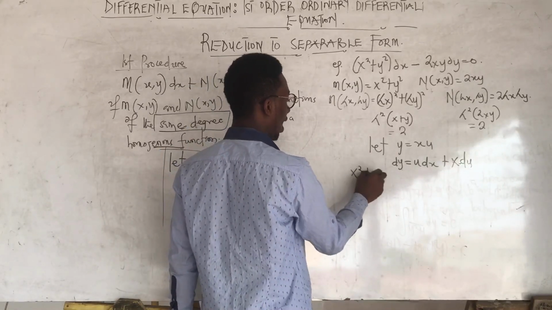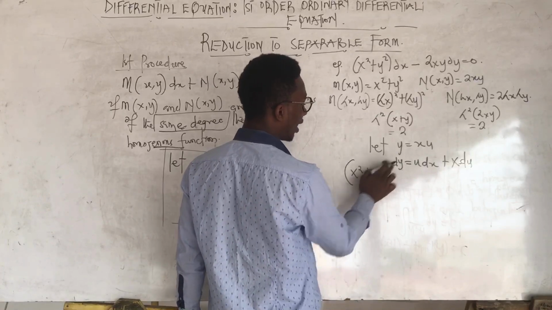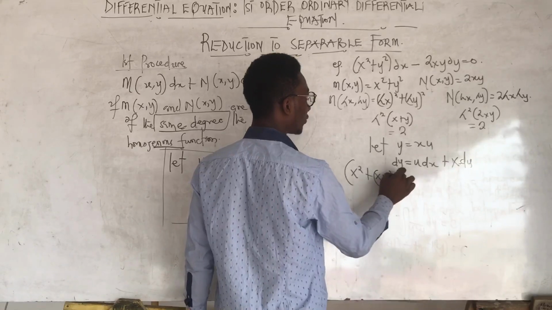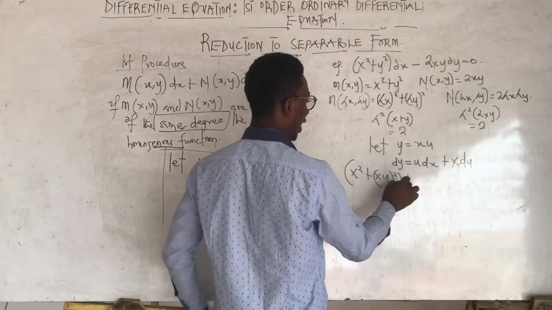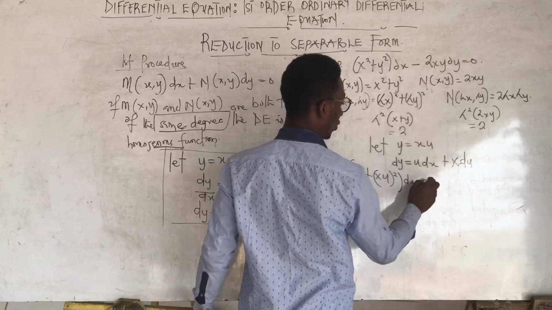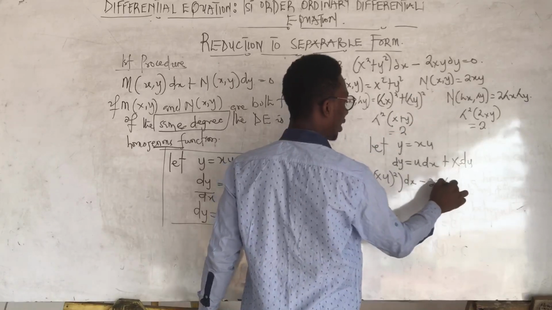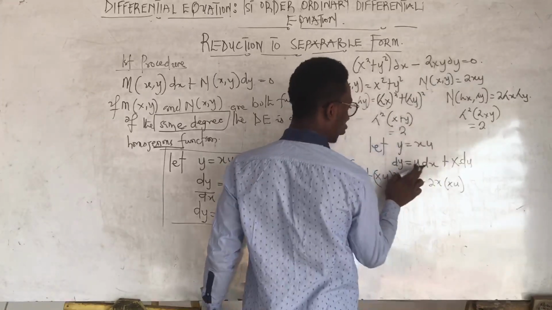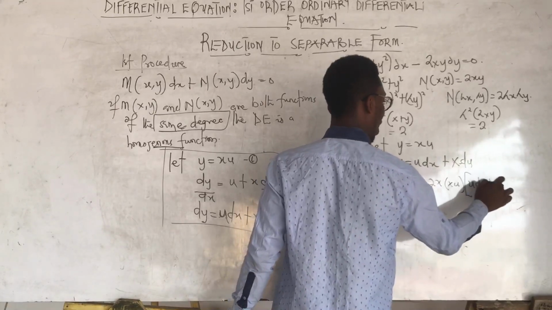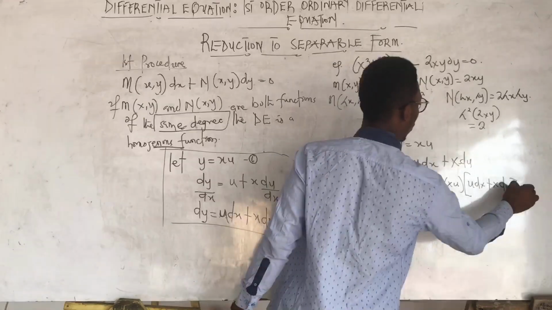Alright, so now our function is x squared plus y squared. So y here is xu. So you get your xu all squared, minus 2x, we have y over here, so we put our x over there. And we have our dy, so we put multiplying our u dx plus x du, which is equal to 0.